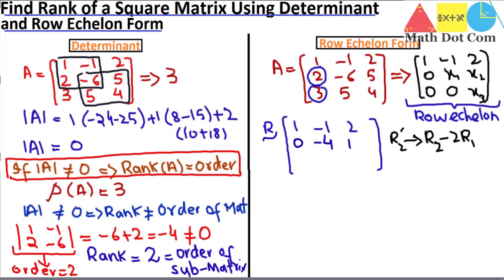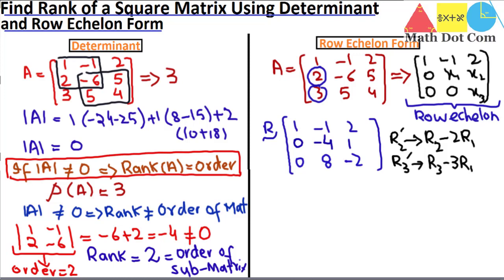Then one more operation that we can apply here is on R3 dash. R3 dash will be R3 minus 3 times R1. So what we will get is 3 minus 3, 0, 5 plus 3, 8, and 4 minus 6 equals minus 2. So we have got the 2 zeros. Now what is the next step?